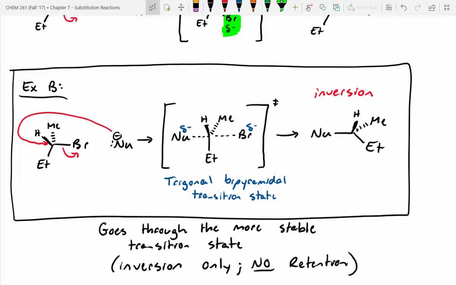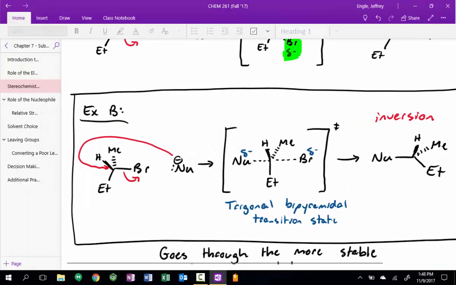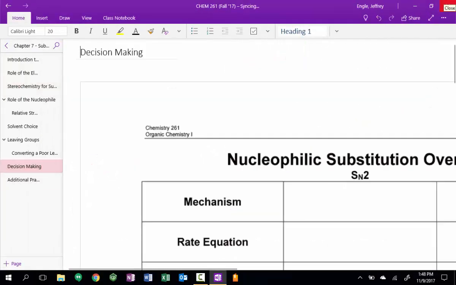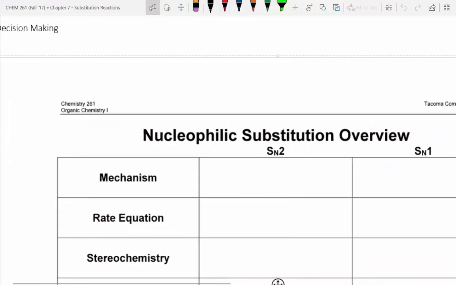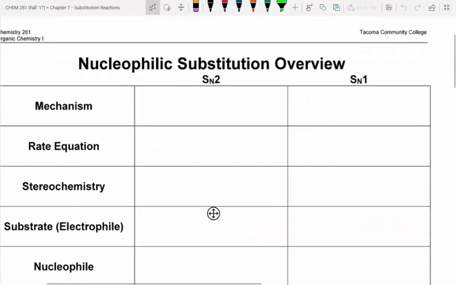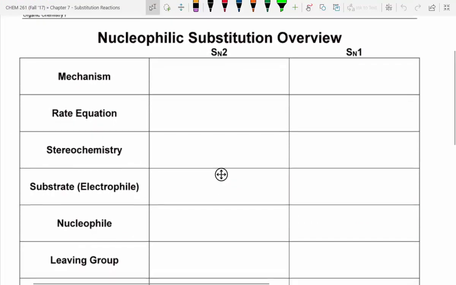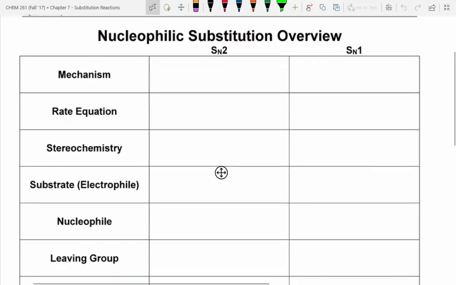All right, so what I want you guys to do now is, I hope you guys all grabbed the flow chart up here. We're going to start filling in our decision making, because we've got enough right now to start working. And then we'll add to this as we go through the chapter.